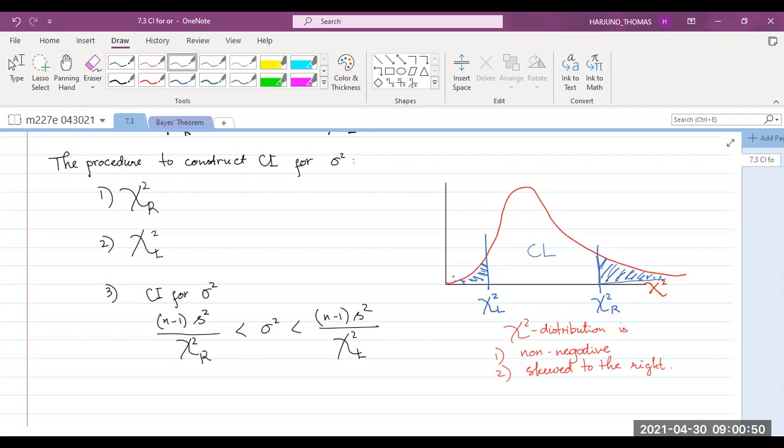Now, the way we program our calculator, it will be as the following. This is inverse chi. The first number you put in is the area to the right, and then the degree of freedom. Not area to the left. Now, for chi-square right, it is the area to the right here. That's the area to the right.